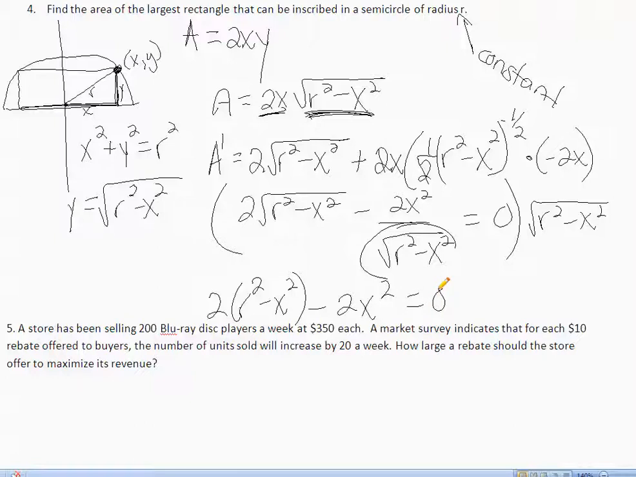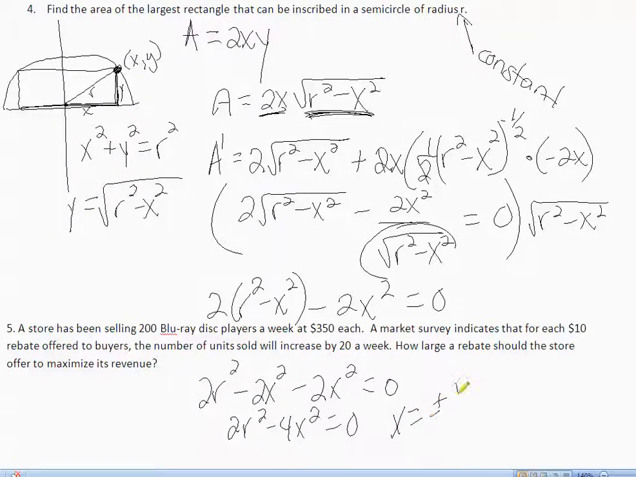Okay, so I'd have what? 2r squared minus 2x squared minus 2x squared equals 0. So I would have 2r squared minus 4x squared equals 0, and now solve that for x in terms of r. You should get plus or minus r over square root of 2. Okay? So if I solve this for x, that's what I get.